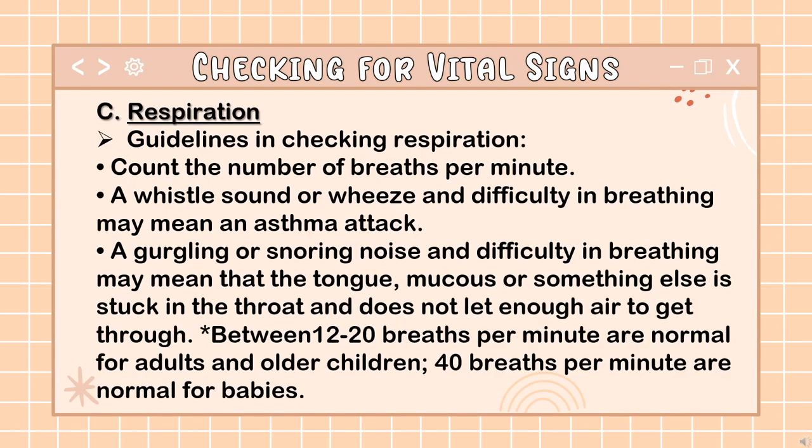Next are the guidelines in checking for respiration. Count the number of breaths per minute. A whistle sound or wheeze and difficulty in breathing may mean an asthma attack. A gurgling or snoring noise and difficulty in breathing may mean that the tongue, mucus, or something else is stuck in the throat and does not let enough air get through. Between 12 to 20 breaths per minute are normal for adults and older children. 40 breaths per minute are normal for babies.